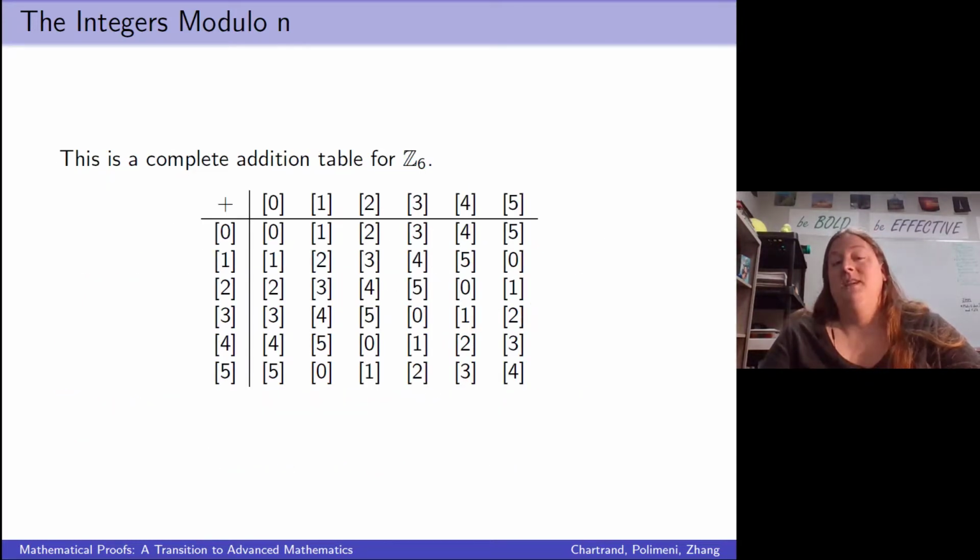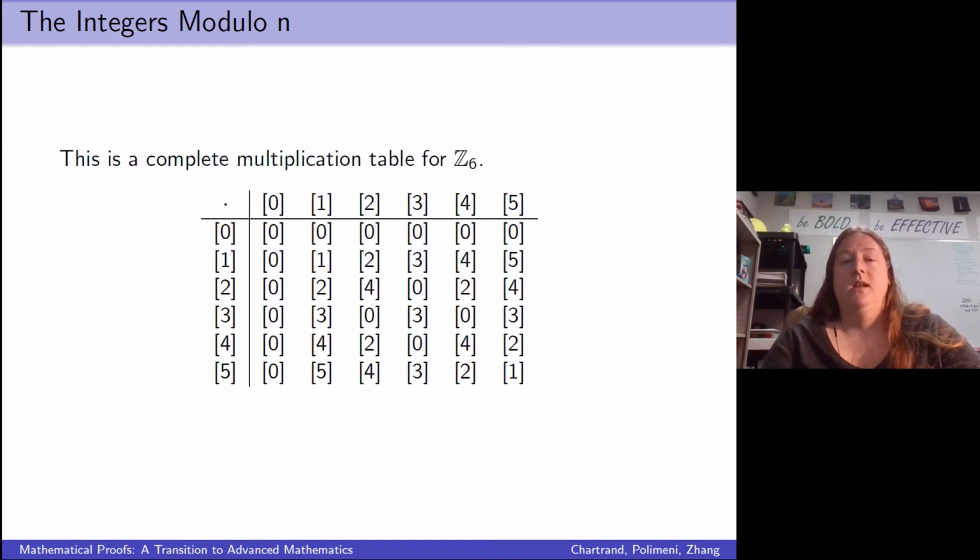Now, we can actually put together an entire addition table for Z modulo 6, or Z modulo any integer, actually. And so here it is, where if I add, say, the equivalence class of 2 to the equivalence class of 4, I get 0, and so forth. And similarly, I can do the same thing for multiplication.